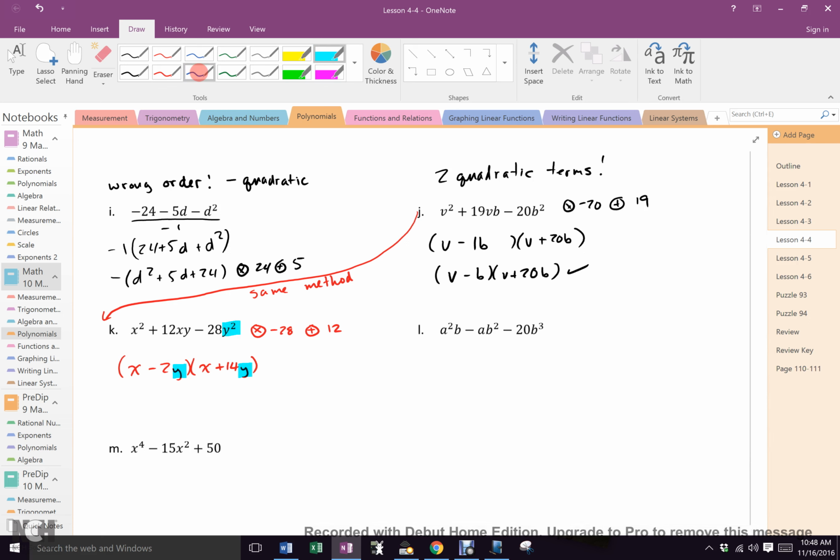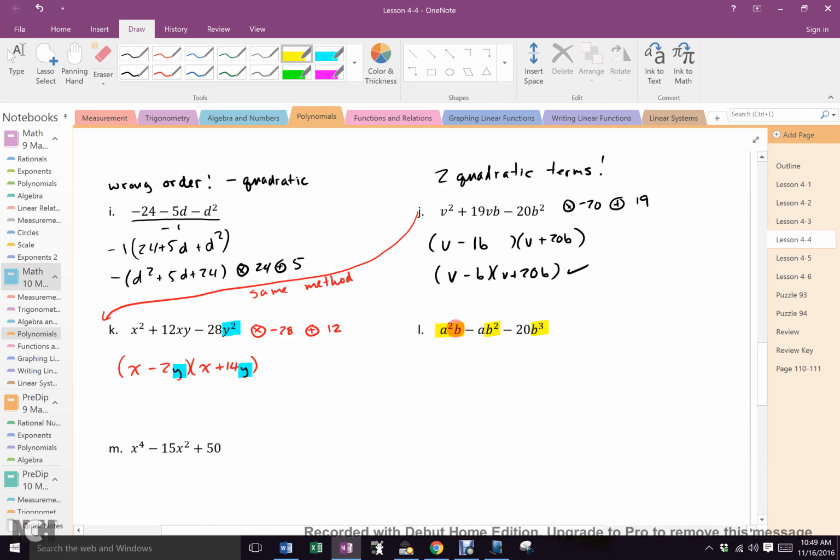Okay. Look at L and tell me what's weird. What don't you like? What's wrong with L? What's wrong with L? Right there, there, and there. It's a cubed, right? That's no good.